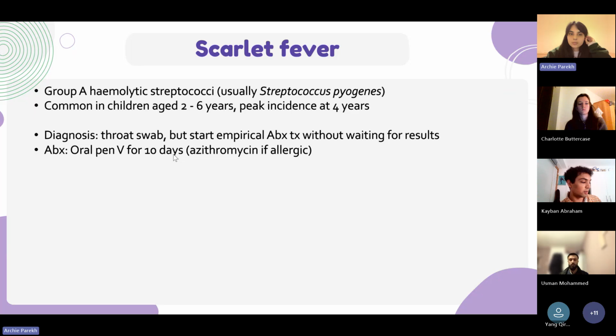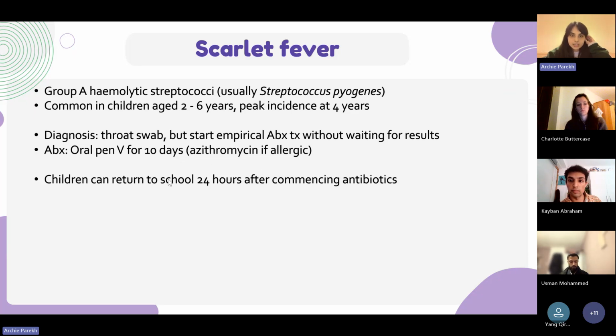You'd give them oral Pen-V. Again, you can give them a macrolide if they're allergic. And then with scarlet fever, once they start antibiotics, they can go back to school within 24 hours, which is not the same as if they have a staphylococcal infection like impetigo, where you have to wait 48 hours.